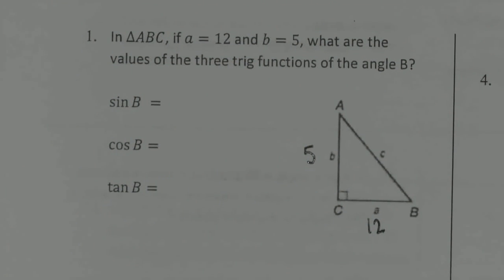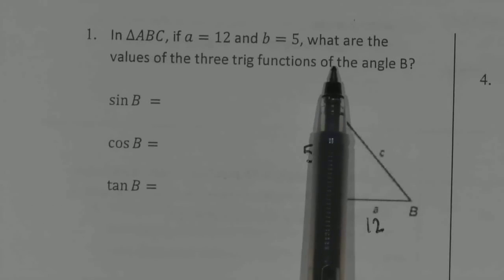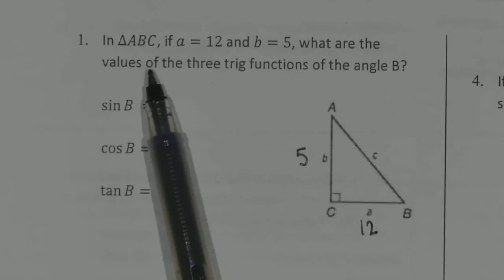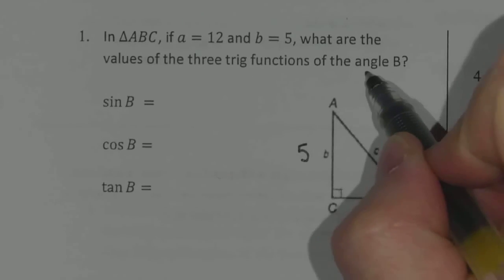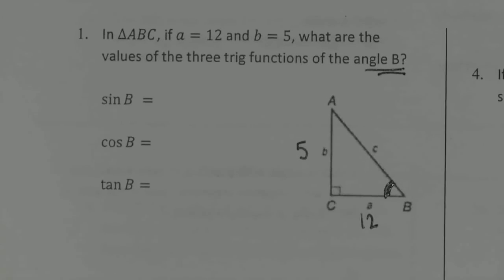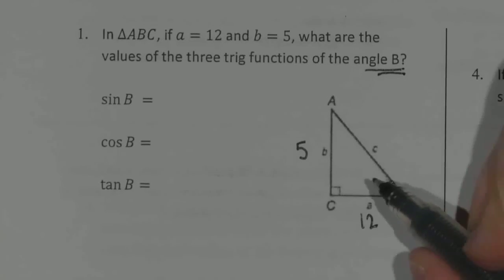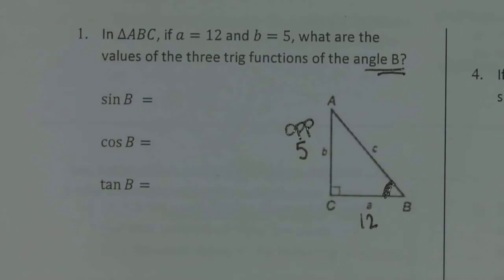It says what are the three trig functions. What are the values of the three trig functions of the angle B? You guys, when it tells you what angle to look at, that's the angle you have to look at and then label your triangle from that. So from angle B, this side over here would be my opposite side.